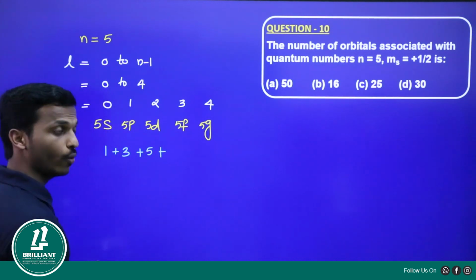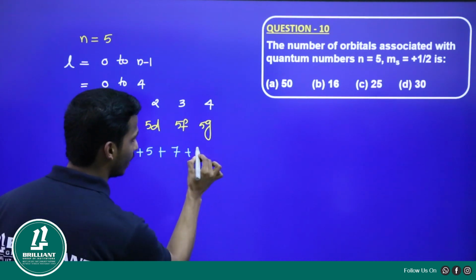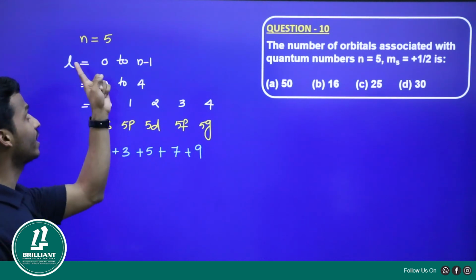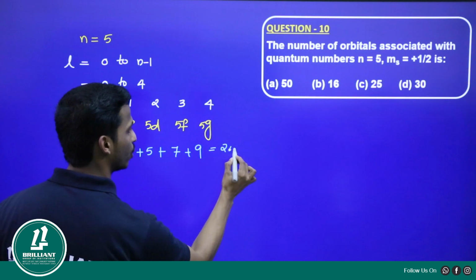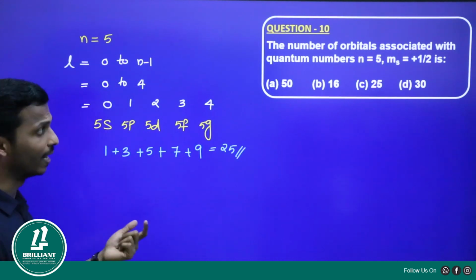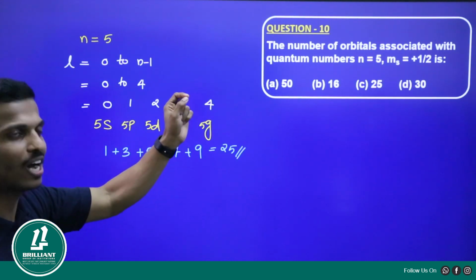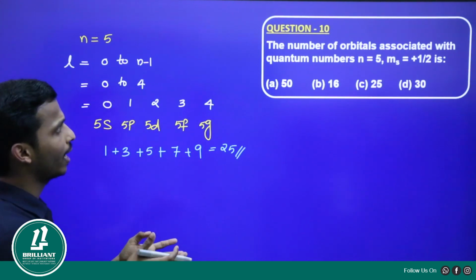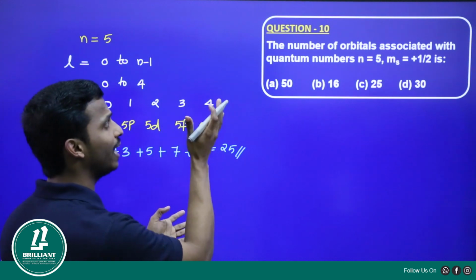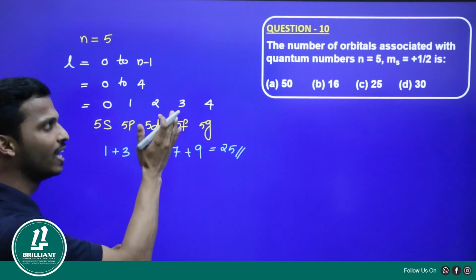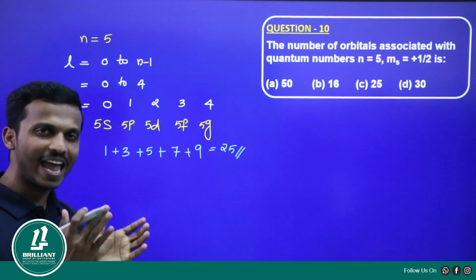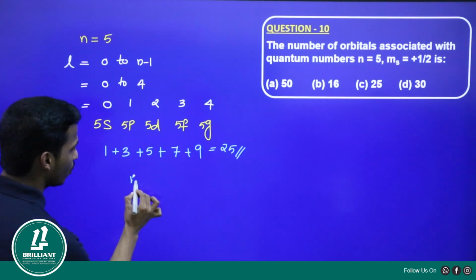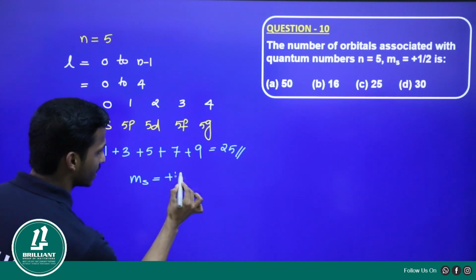How many f orbitals do you have? 7. And how many g orbitals? 9. So total how many orbitals are present with n equal to 5, student? That's equal to 25. And they have given spin quantum number also. Suppose they are asking the same question, and I'm just changing it to the number of electrons associated with these quantum numbers. Then again the answer will be 25.